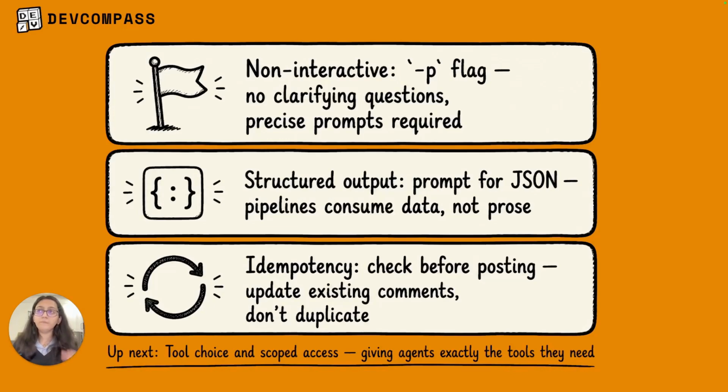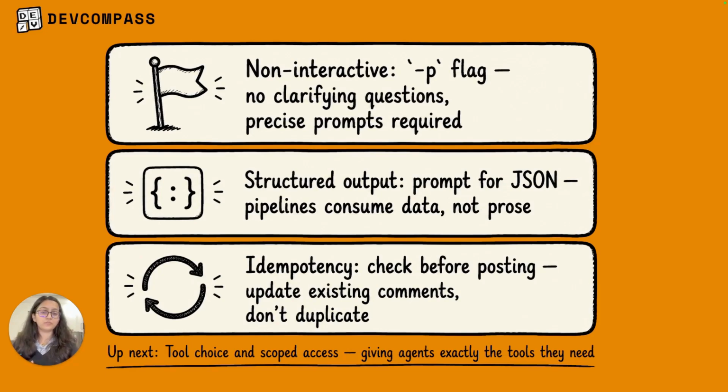So remember, non-interactive because no human involvement. The -p flag is print mode, so no clarifying questions, very precise prompts required. Again, please give a very structured prompt for JSON, pipelines consume data, not prose. Third is idempotency, check before posting, please update existing comments, don't duplicate. So now that was it. You know how Claude Code changes when it runs in a continuous integration environment in a non-interactive mode. That kind of completes the Claude Code domain.